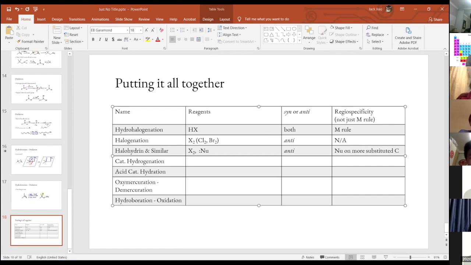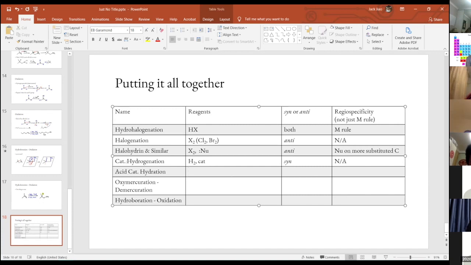Okay, what next? Who wants to do the next thing? I will do this one. Okay, go ahead. Catalyzed hydrogenation. So you have hydrogen and this catalyst. I think this should be syn. Yeah, it is syn. Obviously this makes sense here. There's no regiospecificity because both carbons get hydrogens.